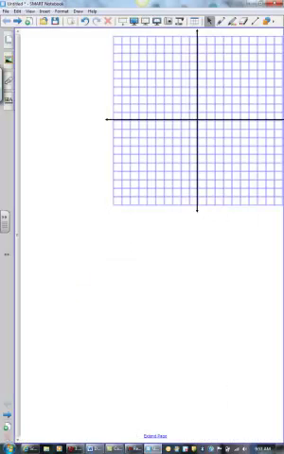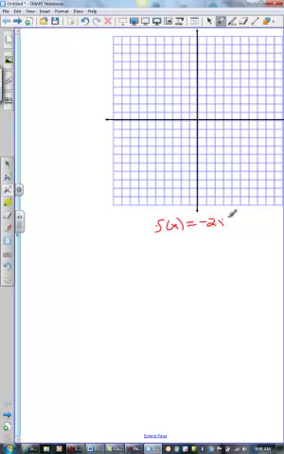Okay, so we have the function f of x equals negative 2x to the fourth plus 3x cubed. And we want to graph this. Okay? So what we're going to do is first use the leading term test to determine the end behavior of the graph.